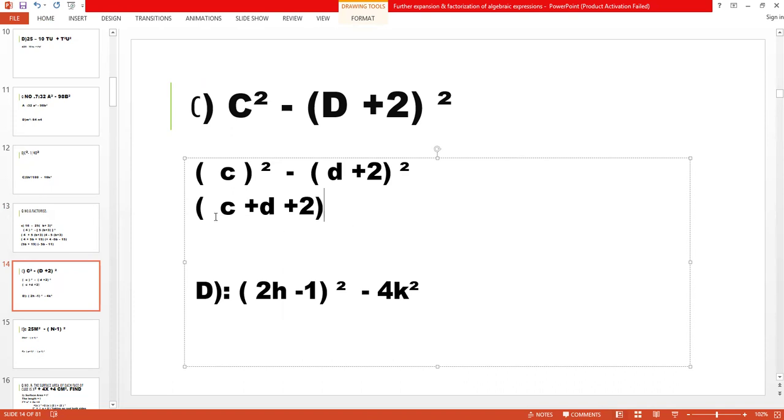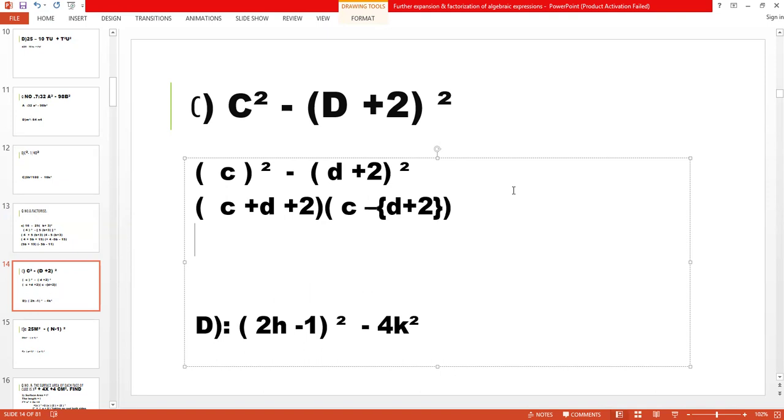Next, C and D are different variables, so we can't add because we can add or subtract only like terms. Now comes to the second. Here I have C, and then I have to put a minus sign, and then I have to put this D plus 2, and then I have to put this round bracket. Now we have one more step for solving it.